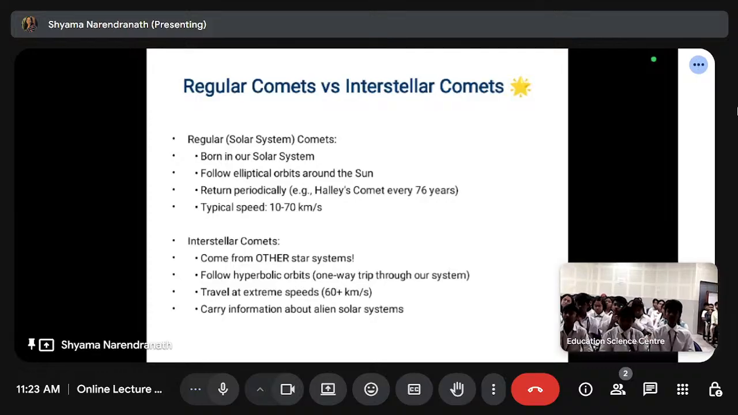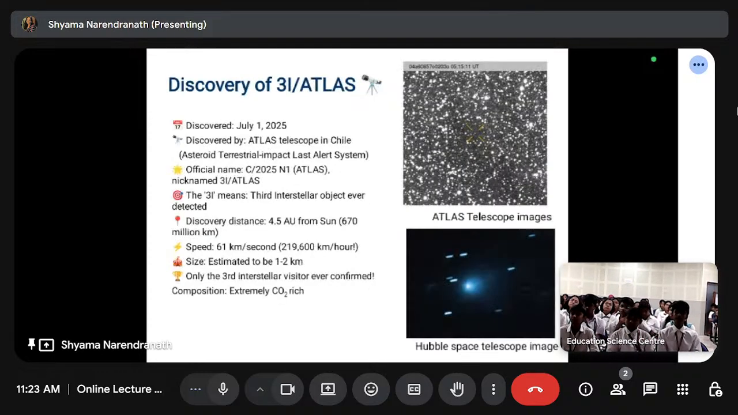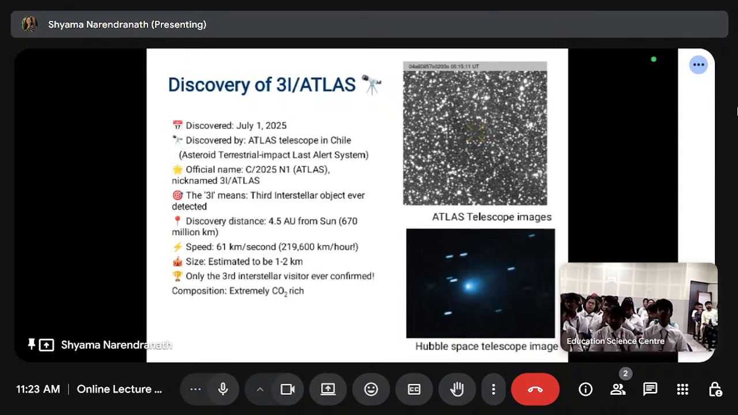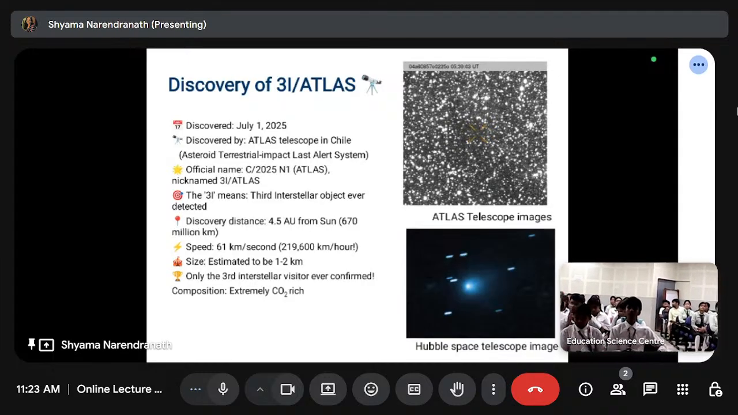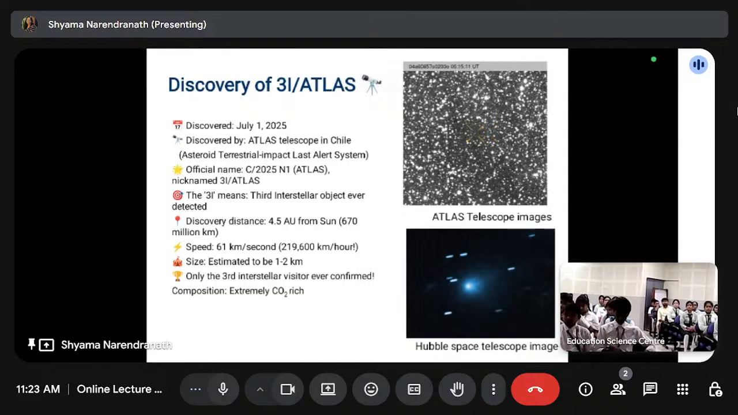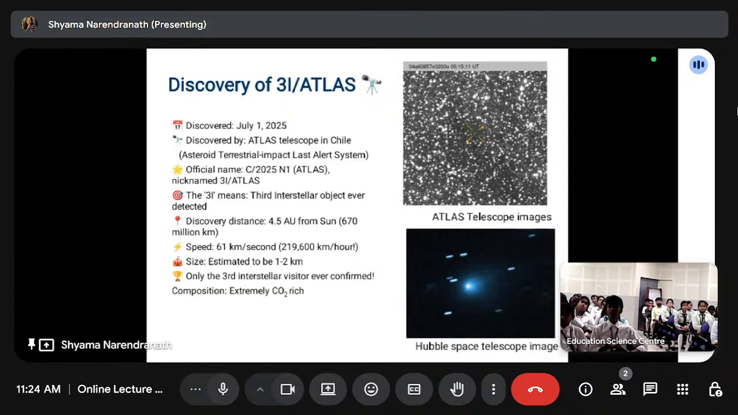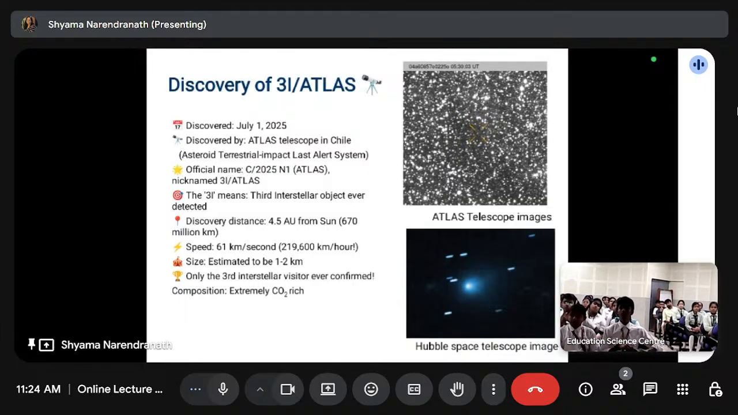So they tell us about how they formed, and are those systems typical, like ours. 3I/ATLAS was discovered very recently, in July. You can see the image of discovery from the ATLAS telescope. The orange mark there shows the comet moving.